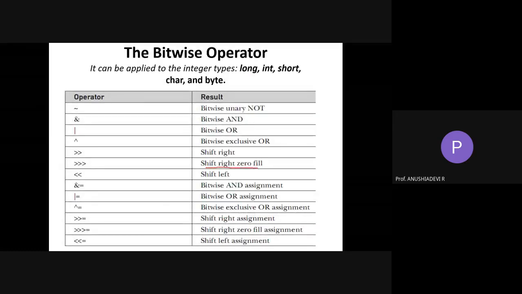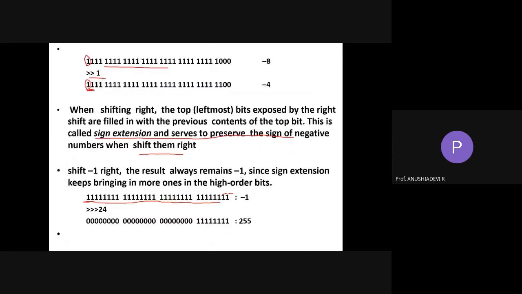That's why, as I told you, one new operator is introduced in Java, that is shift right 0 fill. Instead of filling the empty space with the most significant value, it is going to fill 0. Here there are three symbols, whereas the earlier operator has 2 symbols, less than or greater than 2 times, but here we have 3 times. This is called right shift with 0 fill.